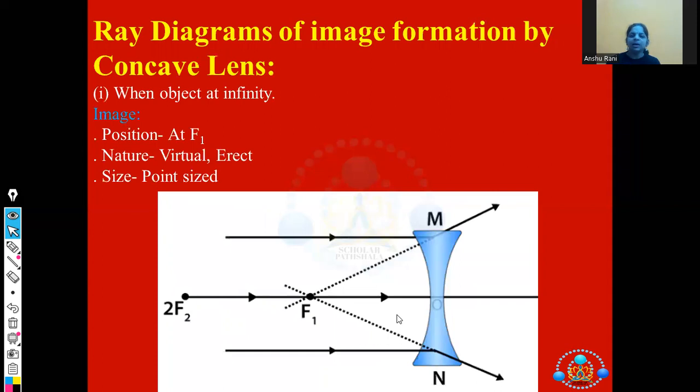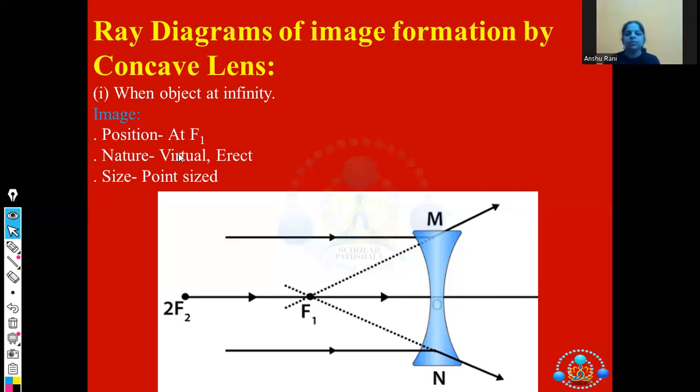For making ray diagrams, we know the three rules we have to follow. Now we can make the ray diagrams. First is when the object is at infinity. These rays are bending in this direction, their distance is increasing, so we have to extrapolate on the backward side. They will meet at focus, so the image will be formed at focus. When the object is at infinity, the image is at focus.